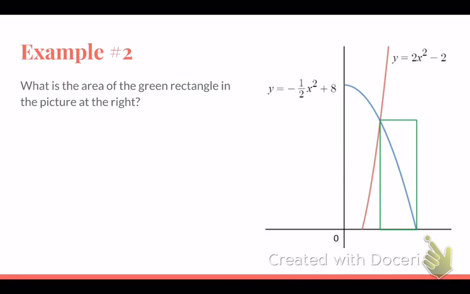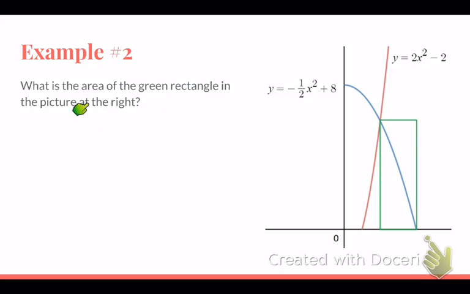All right, so both of these equations, as you guys are finishing writing this, both of these equations are what type of equations? Quadratic equations. Good. In other words, they are parabolas. So this blue one is a parabola with a negative coefficient, which is why it faces down. And this red one is a parabola with a positive coefficient, which is why it faces up. They want to know the area of the green rectangle in the picture at the right.